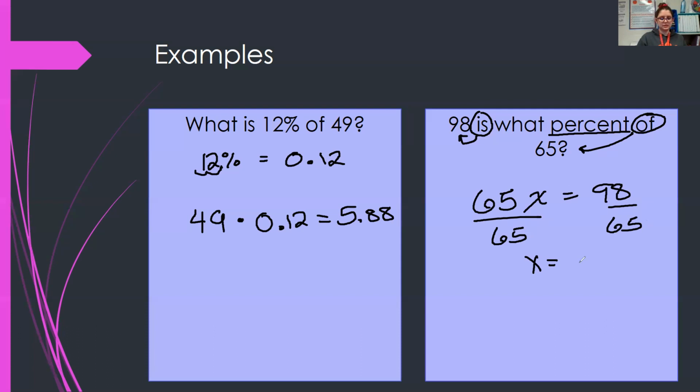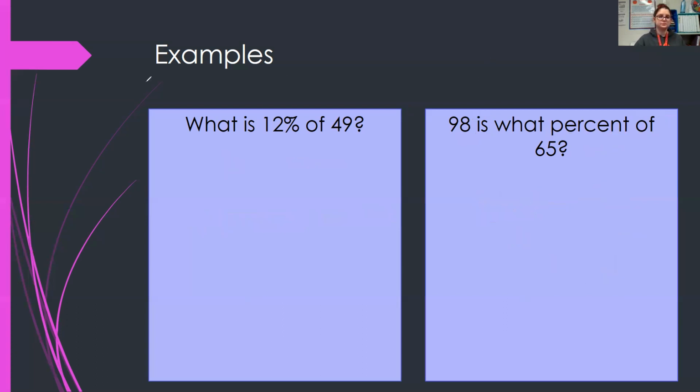That gives us a very large decimal. I'm going to round to 3 decimal places. So 1.508. Now we need to turn it back into a percent. So we multiply by 100 or move our decimal place 2 places to the right. So our percent is 150.8%. So 98 is 150.8% of 65. Okay, let's look at a few more examples.